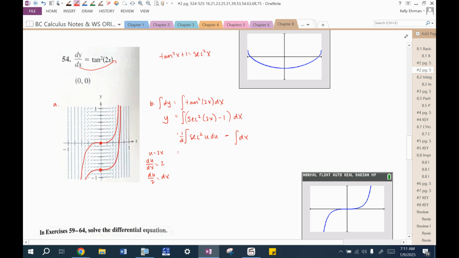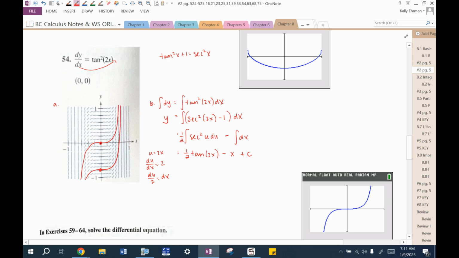Okay, so then this becomes 1/2. The integral of secant squared is tangent of u, which was 2x, minus, what's the integral of dx? x plus c. Now, if I had kept this all together and done u sub here, I think I would get the wrong c value because, again, you don't need u sub for the second term. You only need it for the first.